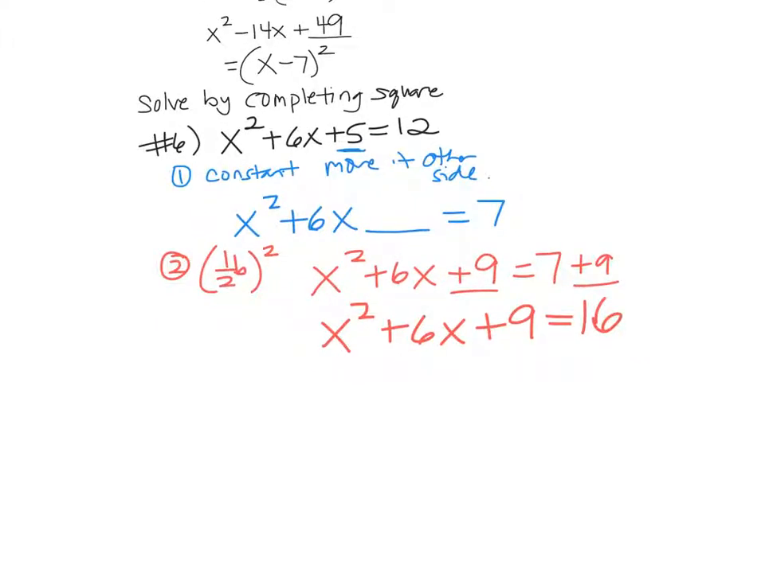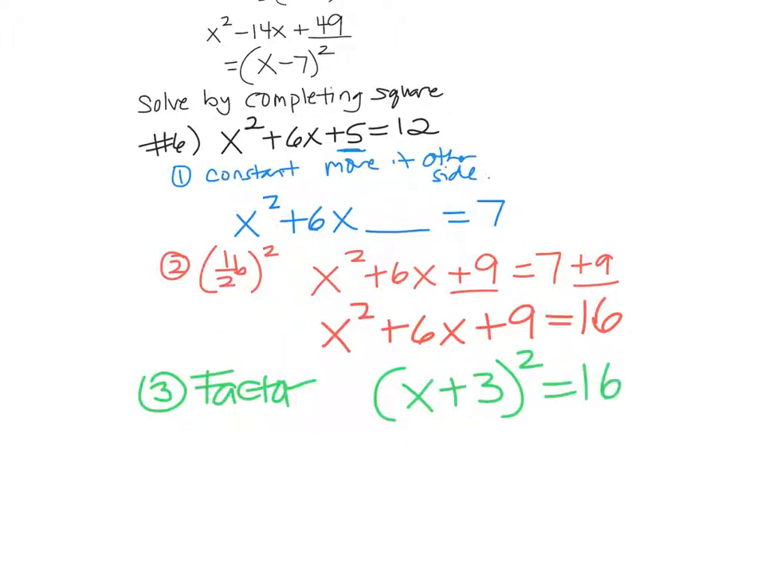We'll do this in green. Step 3 is to now factor. Now that you have created this perfect square for yourself, factor it into a perfect square. So what does x squared plus 6x plus 9 factor into? (x + 3) squared equals 16.